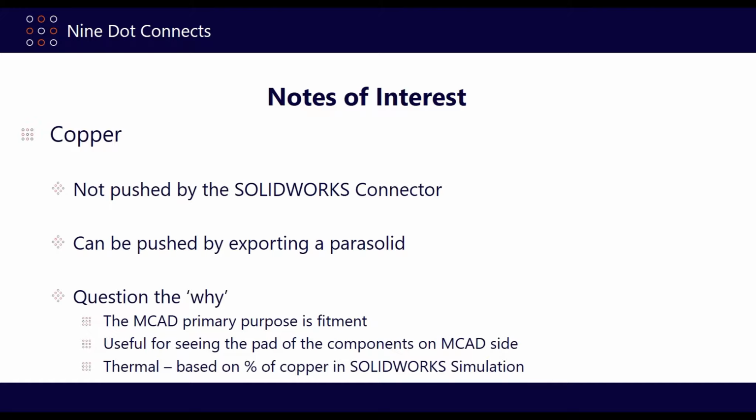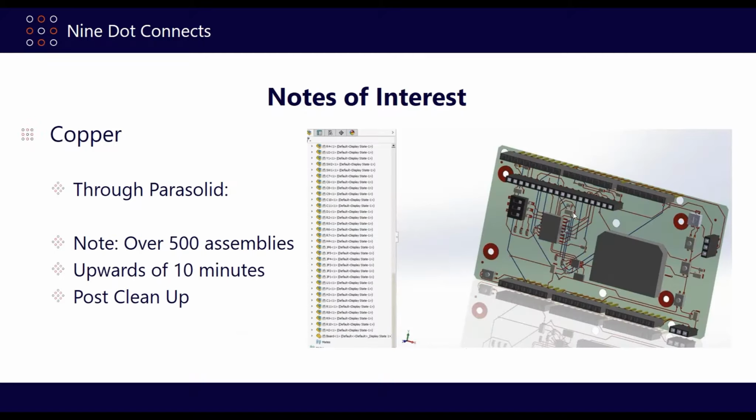So what we wanted to do is at least show this to you, because we know this is of interest to you. So here's an example that we did, and we'll show you the live one here in just a moment. But when we did it, it was over 500 assemblies. It took us well over 10 minutes to actually port it from Altium over to the SolidWorks side. And there'd be a lot of post cleanup if we wanted these to act as parts here.